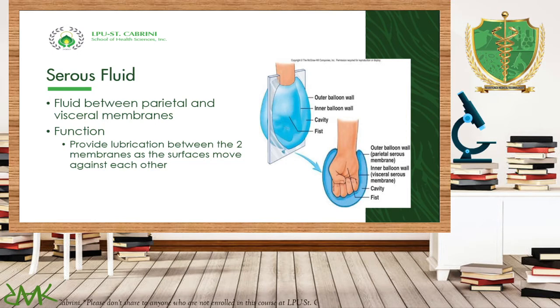So we can say that these serous fluids, the pericardial, peritoneal, and pleural fluid, give lubrication. They provide lubrication to the two membranes so that it will not cause trauma to the organ, so that they will not move against each other. That is the major function of serous fluids, whether peritoneal, pericardial, or pleural fluid.